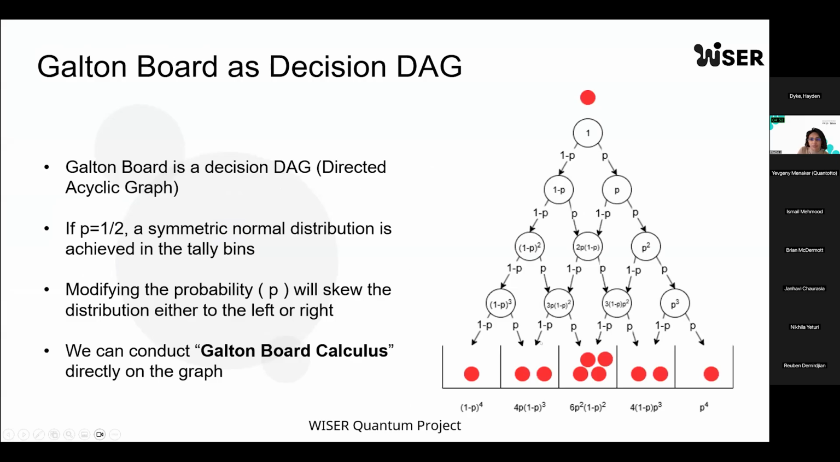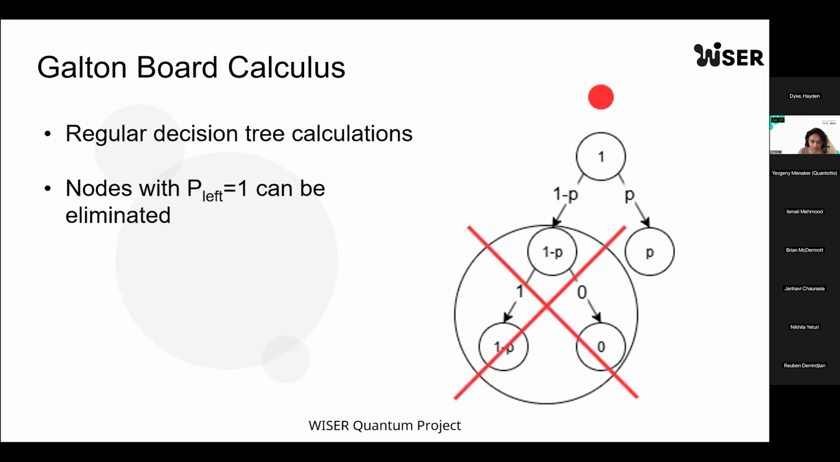The Galton board can be viewed as a decision directed acyclic graph. Beyond being intuitive and visual, it can be used as a mathematical tool to reason about and to design different distributions. I'd like to call it Galton board calculus. The rules of Galton board calculus are very similar to a regular decision tree, but additionally, we can eliminate the nodes whose probability to go left equals 1 because they're redundant and don't affect the final distribution, and that can be used for optimization.